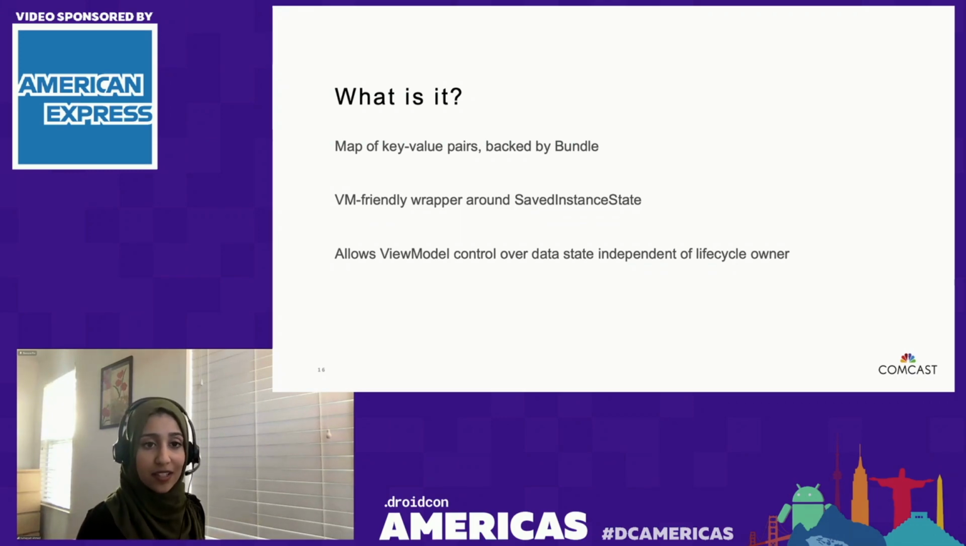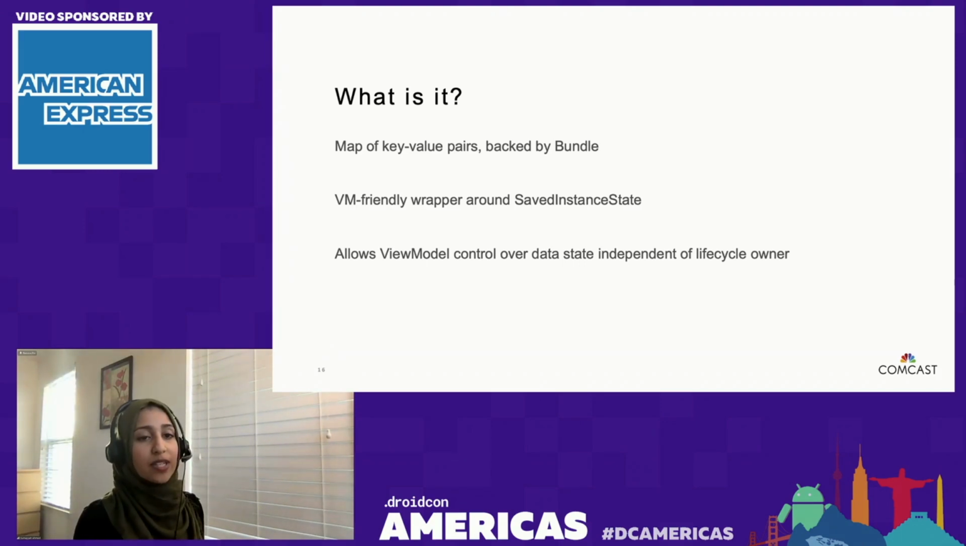You have access to a data store that's guaranteed to survive process death and configuration change, but it also allows view model a direct handle to managing its own data. So the view model no longer needs to care about where your life cycle is at, and your view no longer needs to care about the view model. Your view model can be used just for business logic, and it's now completely data independent of your lifecycle owner.